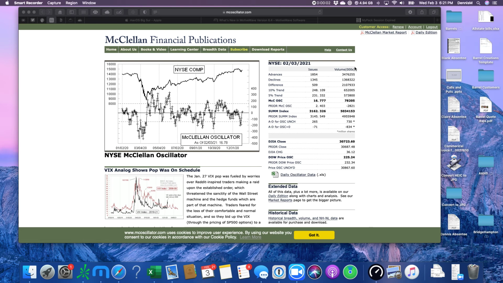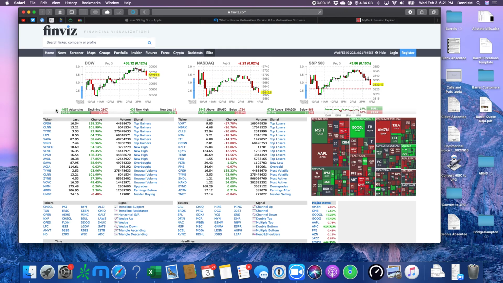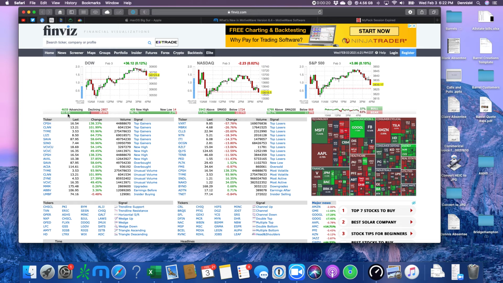Today is Wednesday, February the 3rd, and you can see that the McClellan oscillator ticked up just a very tiny bit. It went from 2 to 16. And the FinViz world of advancers and decliners was almost 2 to 1 advancing to declining. And the initial drop in the Dow, pop and then drop, was quickly recovered.